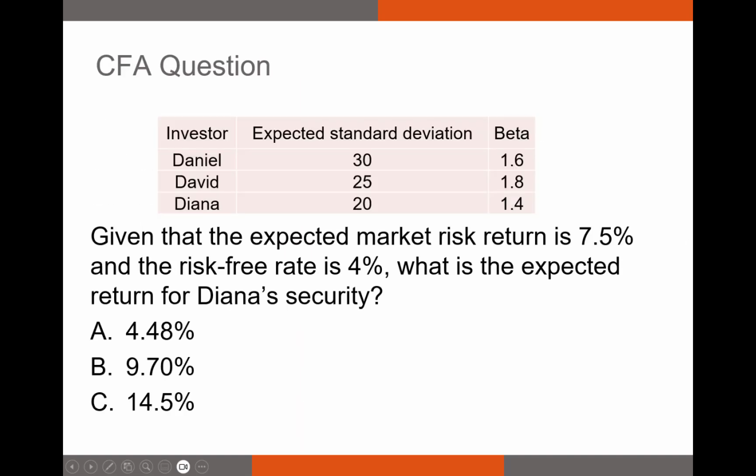Okay, one more question here. Given that the expected market risk return is 7.5% and the risk-free rate is 4%, what is the expected return for Diana's security? We have 3 investors here, expected standard deviations given, betas given, and some dollar value or some other information just in terms of returns. What is the expected return?